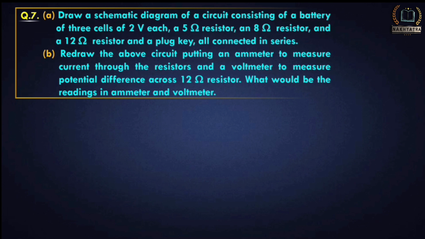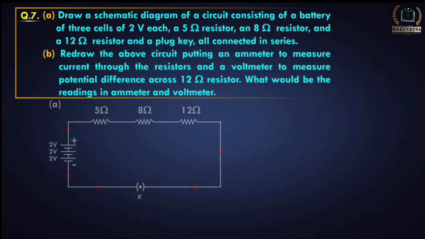Okay. Now the last question, number 7a. Draw a schematic diagram of a circuit consisting of a battery of 3 cells of 2 volt each, a 5 ohm resistor, an 8 ohm resistor and a 12 ohm resistor and a plug key, all connected in series. Second question is, redraw the above circuit putting an ammeter to measure the current through the resistors and a voltmeter to measure the potential difference across 12 ohm resistor. What would be the readings in ammeter and voltmeter?